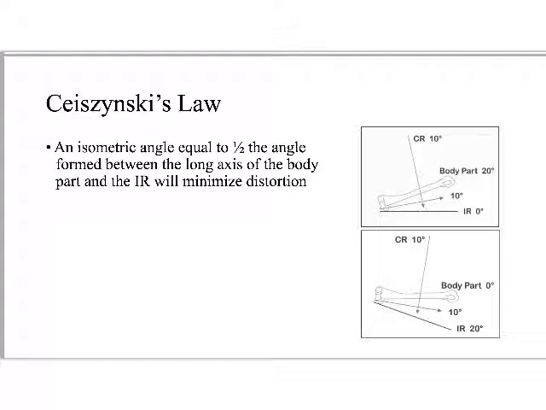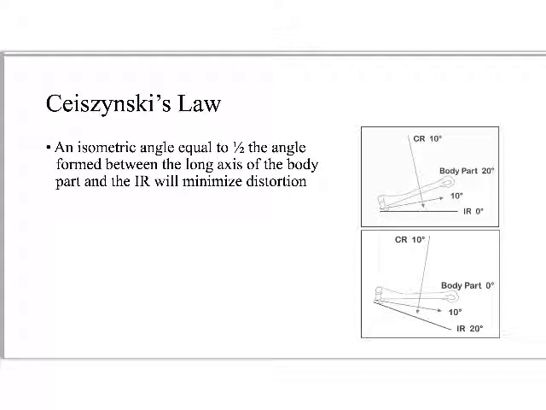And it's basically this, that if you do half the angle formed between the part and the IR, this will minimize distortion. Doesn't matter if the part's angled or the IR. So if I have a part that's angled at 20 degrees in relationship to the IR, I need to go 10 degrees with my CR and split the difference. Why? Because 10 degrees is half of 20. That's it, period.